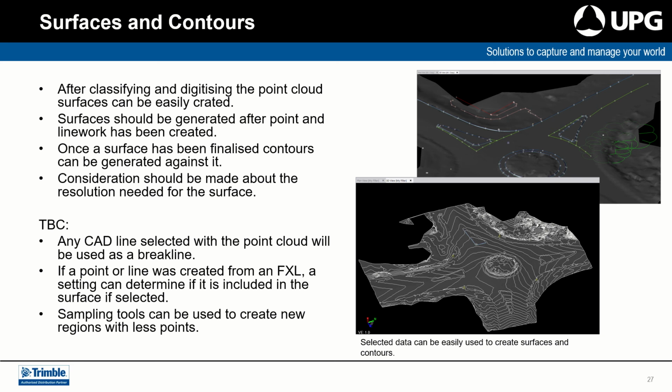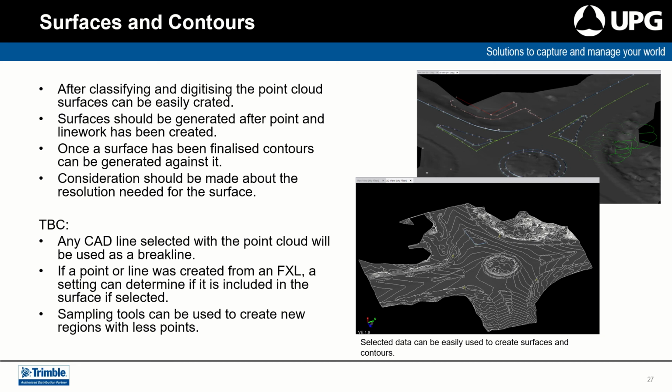Surfaces should be generated, again, once the line work has been created, to allow that line work to act as break lines in TBC. The way that TBC handles break lines is that if the data has been created from an FXL, there is an option in that FXL feature code or in your feature codes that allows you to say you want it to be included in the surface or not. So for something that you don't want to be included in the surface, an example of that would be a pipe that has been collected under the ground in the bottom of a pit. You don't want that to impact on your surface, but you still want to create the line where that pipe is heading.